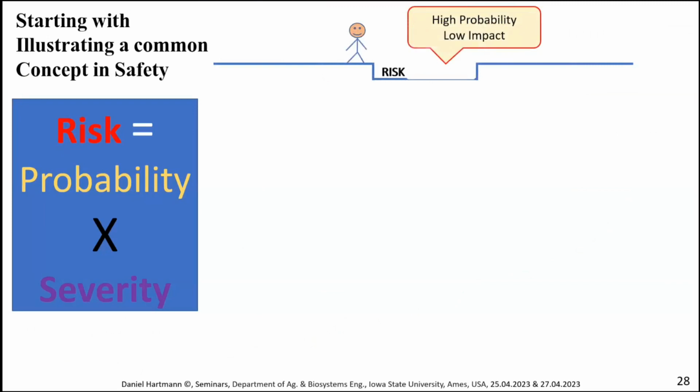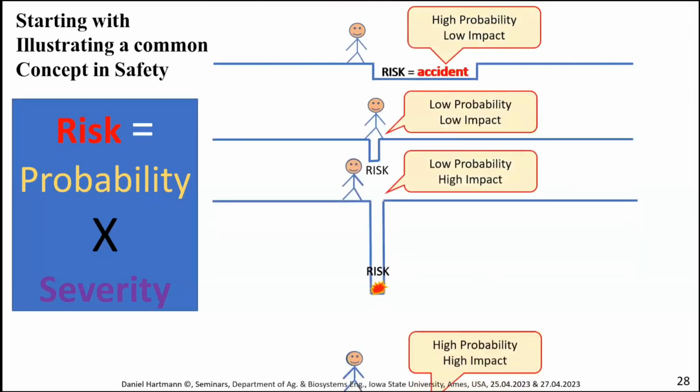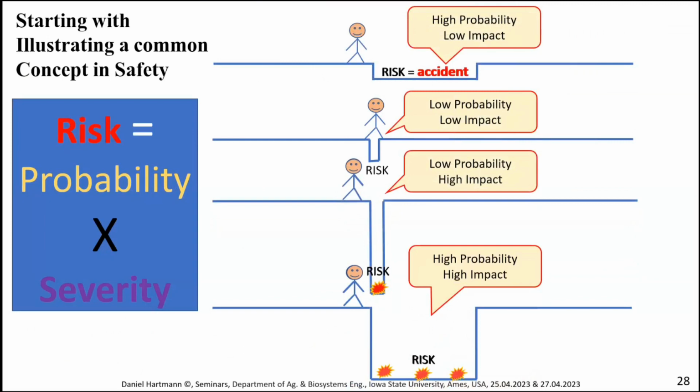Let's say we put this little man in a picture, and here he stands before this pit. If it goes further, it will fall, and with high probability it will fall. The impact will be low. Here the probability is low, and the impact is also low. Here the probability would be low, but if he does fall in the pit, the impact will be high, and of course here the impact is very high and the probability is very low. So this is a concept. I'm just illustrating what the meaning of risk is: probability multiplied by severity.